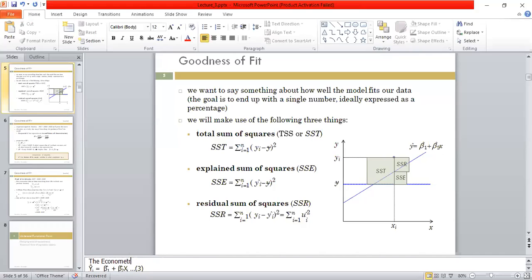The height up to y bar is obviously y bar. So yi minus y bar.